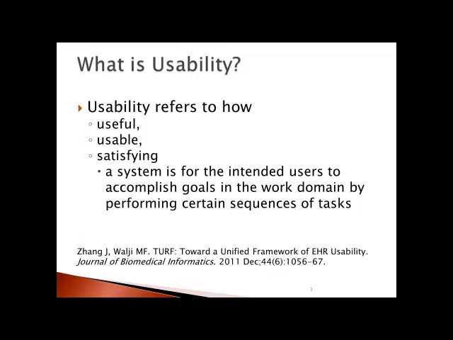So what is usability? There are a number of different definitions of usability, from ISO standards to the things you'll find on usability.gov. Here at the SHARP-C, we use the TURF definition of usability, which is specific to EHR systems. It can be used for any kind of usability, but it is defined as how useful, usable, and satisfying a system is for the intended users to accomplish specific goals in a given work domain by performing a certain sequence of tasks. And I'll walk you through these ideas step by step, but the idea is that a system has to be useful, usable, and satisfying in the accomplishment of work.